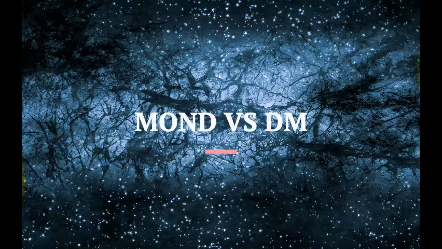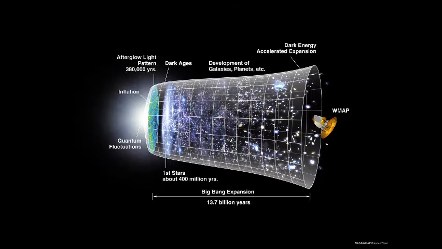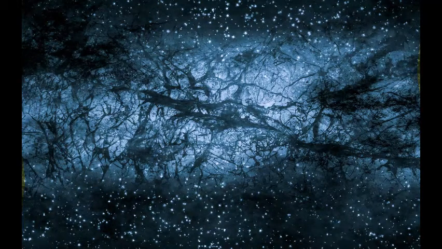So why is MOND not as popular as dark matter? This is for two main reasons. The first reason is that it isn't as complete as dark matter. It isn't able to create a successful cosmological model as dark matter has been able to. And the second reason is that upon analysis of the MOND theory, it turns out that for part of it to work, dark matter has to actually exist.